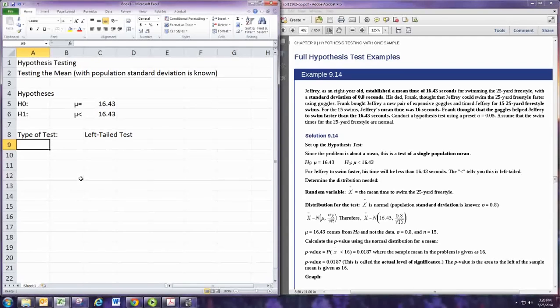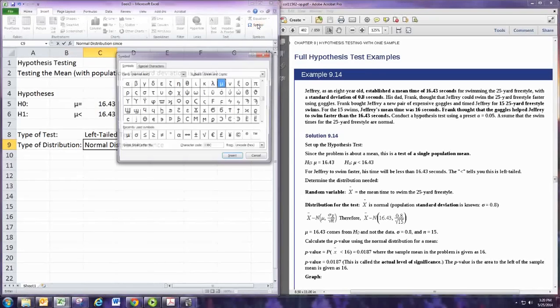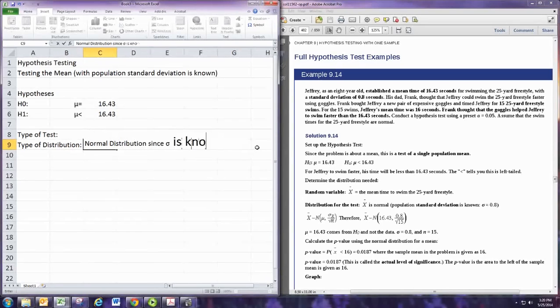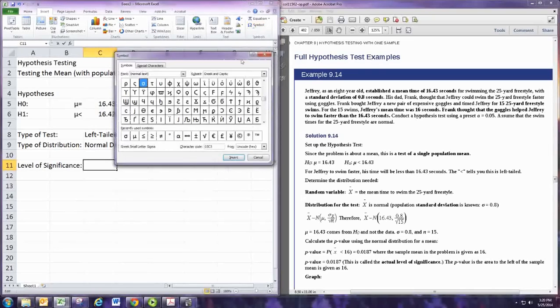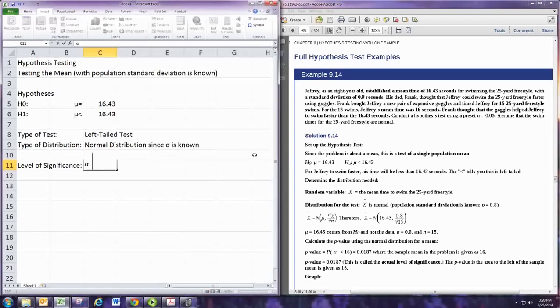Okay, and then we want to identify the type of distribution. And this is a normal distribution. And the reason is because the standard deviation for the population is known. Alright, and we can state the level of significance. And it's given to be 0.05. Alright, then we want to set up our sample statistics.